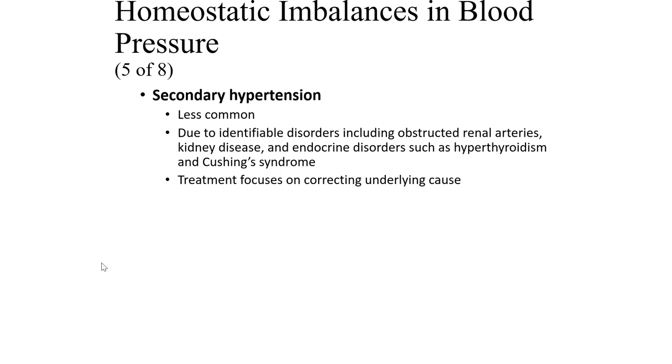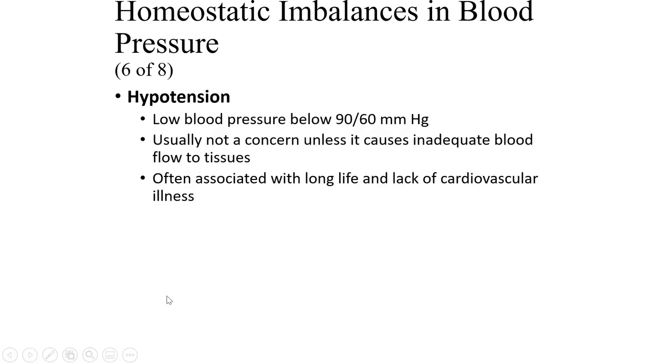Secondary hypertension is less common, but it's due to something that you can identify as the cause of the hypertension. For instance, obstructed renal arteries or kidney disease, endocrine disorders such as hyperthyroidism and Cushing syndrome. Secondary hypertension can only be corrected if the primary cause is corrected. So you focus the treatment on correcting the underlying cause. Once the underlying cause is corrected, the hypertension disappears.